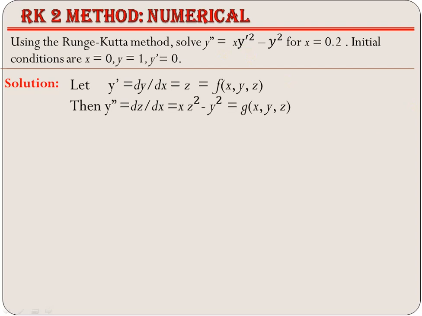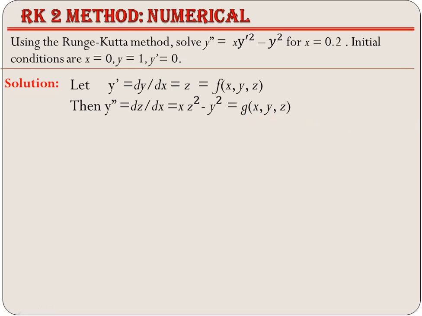So we get y double dash, that is dz by dx, is equal to x z square minus y square. The x is written as it is, the y dash is replaced by z, so z square stays, and minus y square is again as it is. We consider this as the second equation and denote it by the variable g. It has three variables, so it is written as g of x comma y comma z.